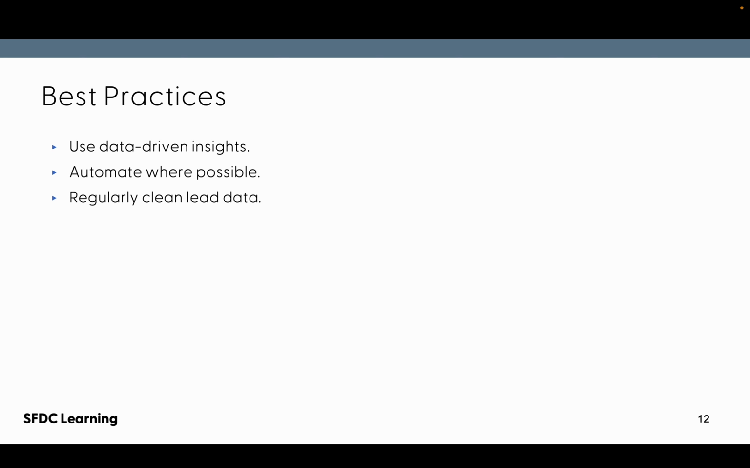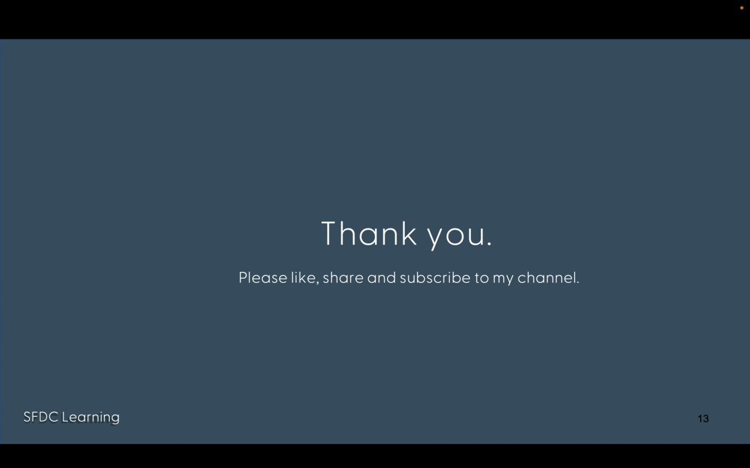Regularly clean lead data. Sometimes there are several leads which haven't responded, so you mark them as disqualified and move ahead. So clean the data. Personalized communication: use personalized communication to connect with the lead in the nurturing process. Then prioritize follow-ups. Prioritize your follow-ups with the potential lead or potential customer, so that you can convert them into actual customers.